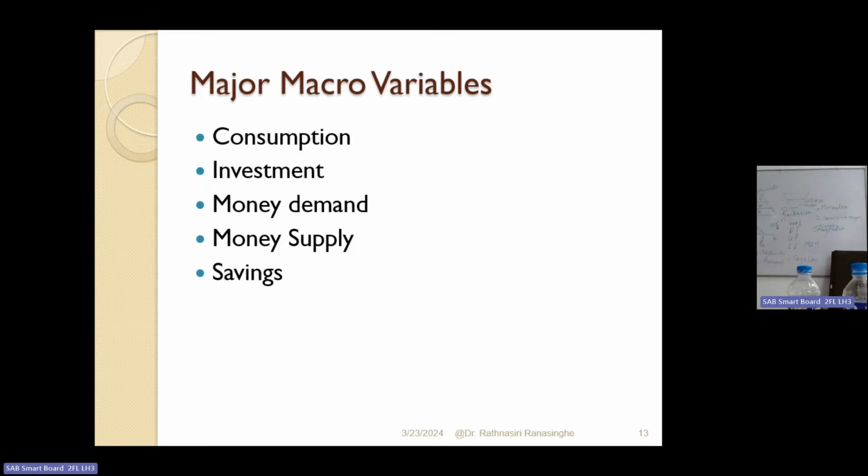Consumption is a major macro variable because from our income, we allocate a significant part to consumption, more than 70%. So if we take aggregate demand, the demand side factor, consumption has a significant impact on aggregate demand because the major part of your income is allocated for consumption.